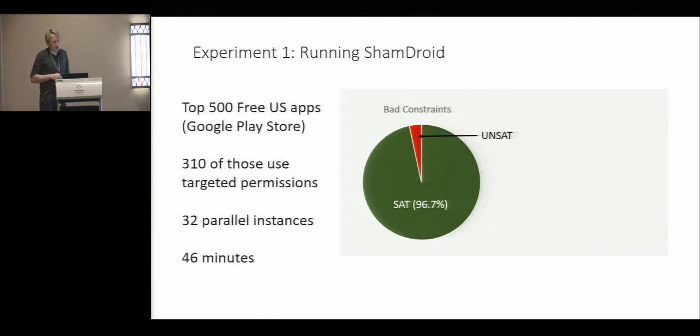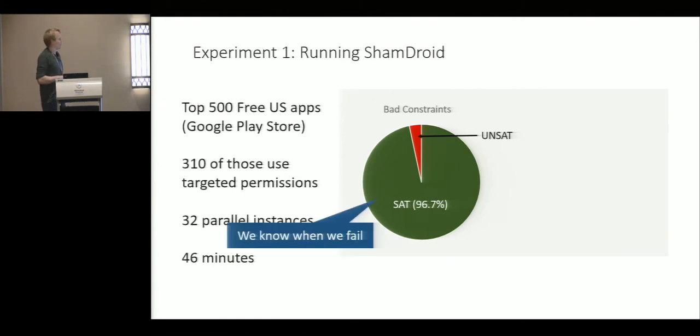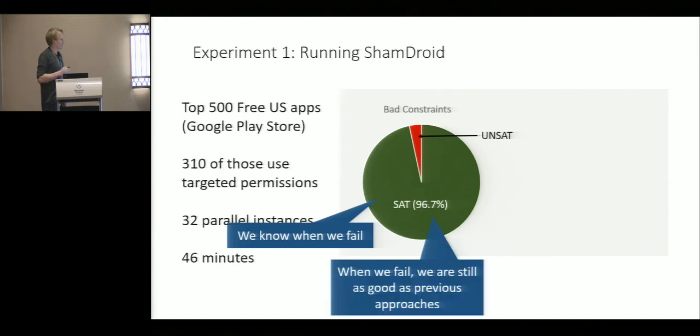There's two things to say about this. Well, first of all, a nice feature of our tool here is that we know when we fail. So we can actually go back and tell the user, okay, for this particular permission in this application, I'm not able to satisfy the constraints that I inferred. Second of all, if we fail, we're still as good as the previous work. So we can still plug in a fixed value and try our best or hope for the best.